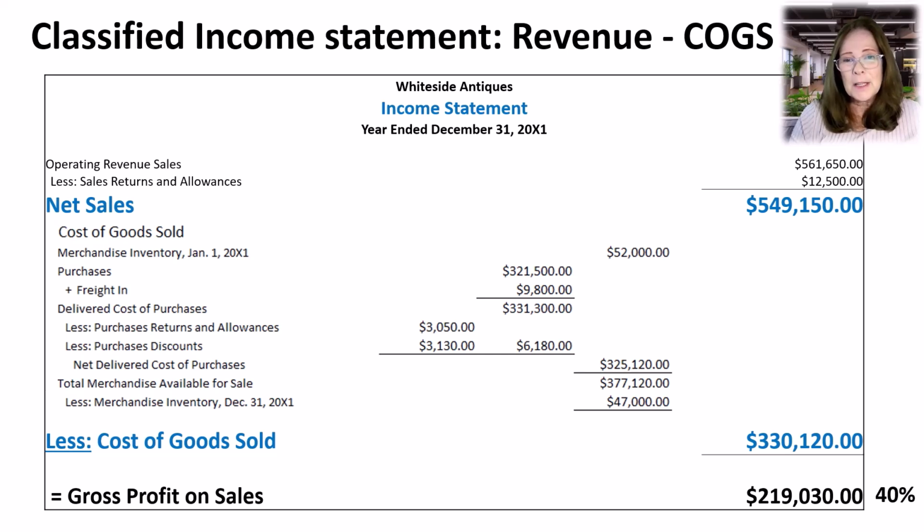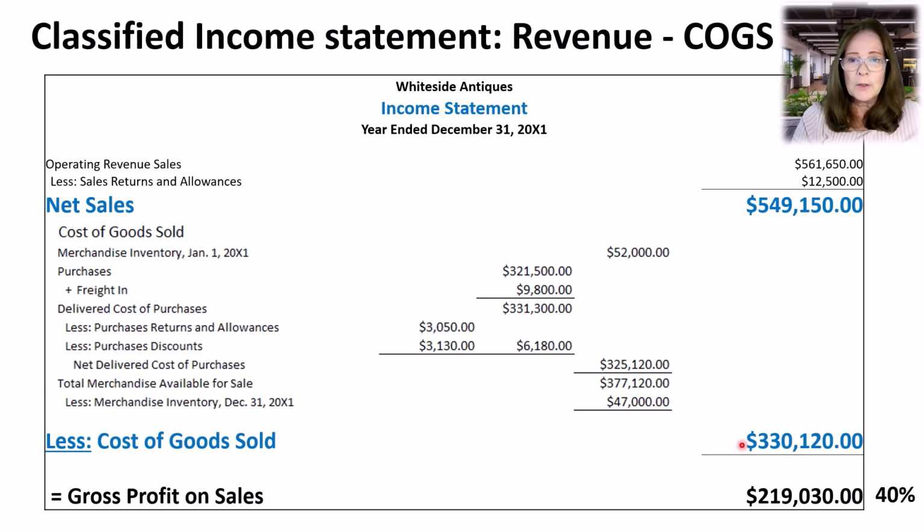The classified income statement continues with the cost of goods sold section, which only applies to merchandising and manufacturing companies. We start the cost of goods sold section with the beginning inventory of $52,000, add the net delivered cost of purchases of $325,120, and subtract the ending inventory of $47,000 to arrive at cost of goods sold of $330,120.